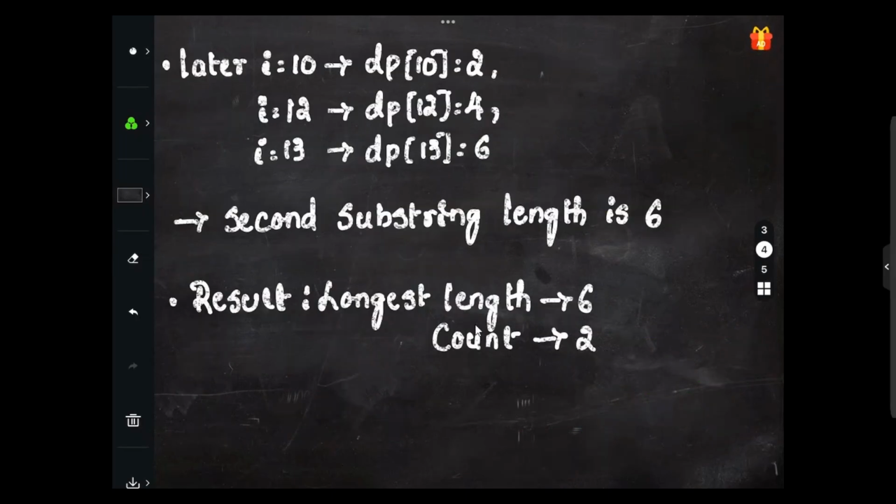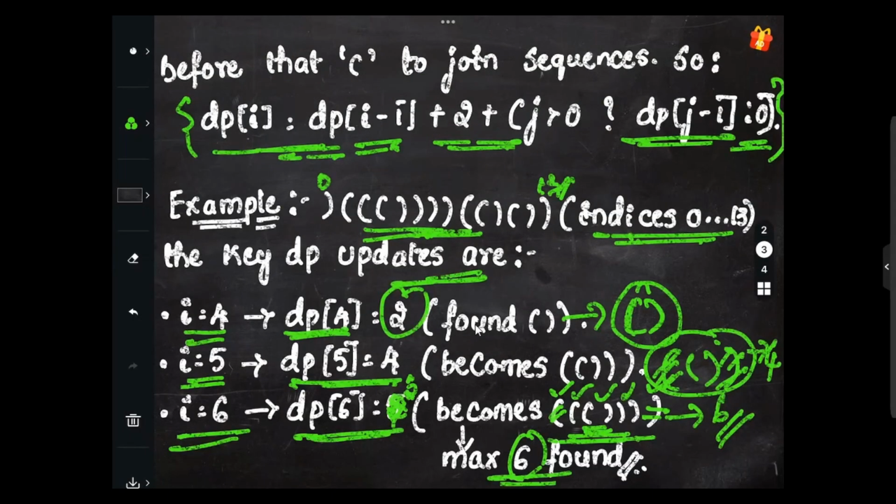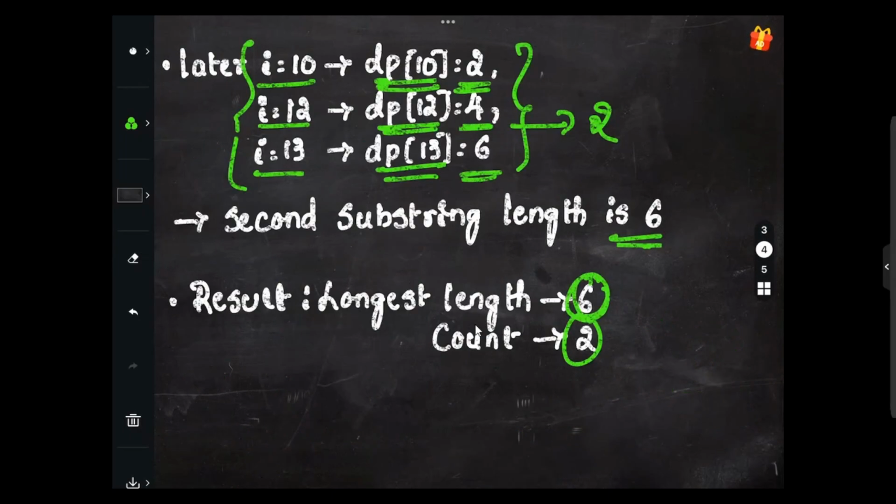This is fine. Later, during iteration 10, iteration 12 and iteration 13, DP of 10 equals 2, it will be 4, DP of 12 equals 4 and DP of 13 equals 6. So the second substring length is also 6, right? So the result, longest length is 6 and the count is 2. So this one, 10, 12, 13. So this is the second one basically. And this is the first one basically, DP of 4, 5, 6. This is the count 1. For iteration 10, 12, 13, this is the count 2 basically, right?